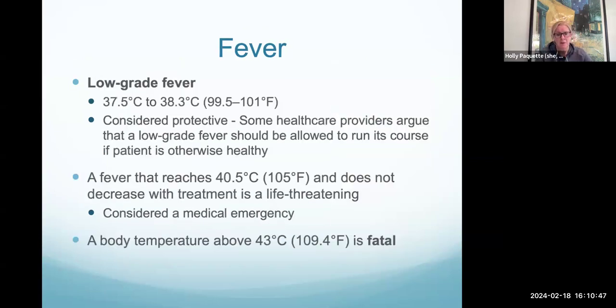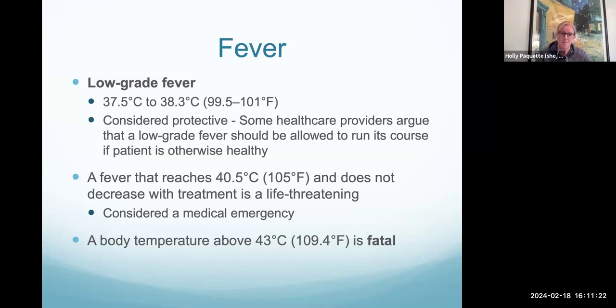And so with that, we often think of low-grade fevers, so those that would be between 37.5 to 38.3 Celsius, and if you're looking at Fahrenheit, that would be up to 101, are considered protective. So most healthcare providers would actually argue that with a fever that's up to about 101, it's likely that allowing it to run its course will actually help you fight off the infection as long as you are healthy. So if you're a healthy individual and you have a low-grade fever, we generally would say don't take something to lower it because that's actually aiding your immune system.